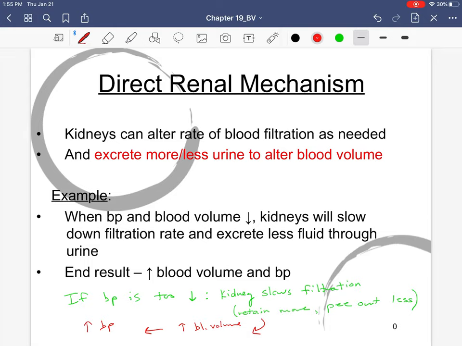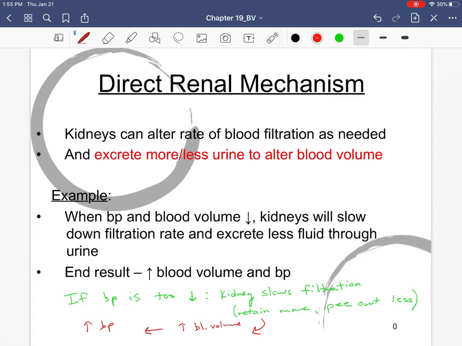So that is it in a relatively simple nutshell. And the other would be true. On the other hand, what if blood pressure is too high? If blood pressure is too high, then we could also assume that blood volume is too high. Or we could say if blood pressure is too high, one way to lower blood pressure is to lower blood volume. So if blood pressure is too high, then your kidneys will work harder, which means they'll filter more and you'll pee out more. So you'll lose blood volume. And if I lose blood volume, the blood pressure goes down.